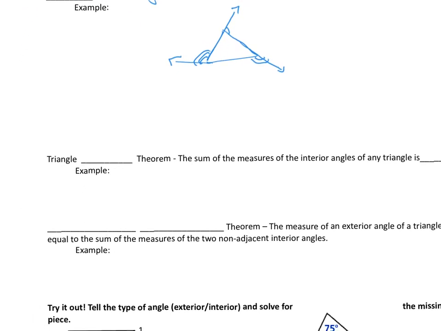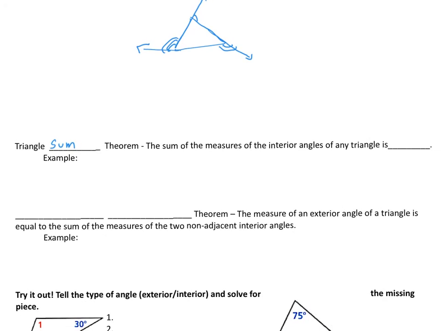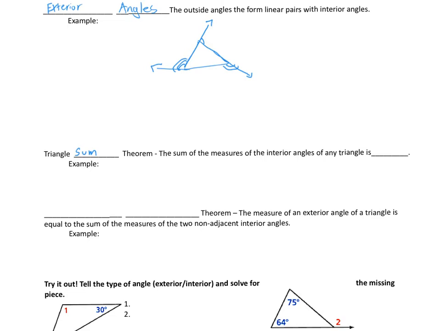Next, the triangle sum theorem says that the measure of the interior angles of any triangle, so all the measures of all the angles together, added together, have to add up to 180 degrees. So you get a triangle, and let's say here's angle 1, 2, and 3. Well, the measure of angle 1 plus the measure of angle 2 plus the measure of angle 3 must equal 180 degrees.